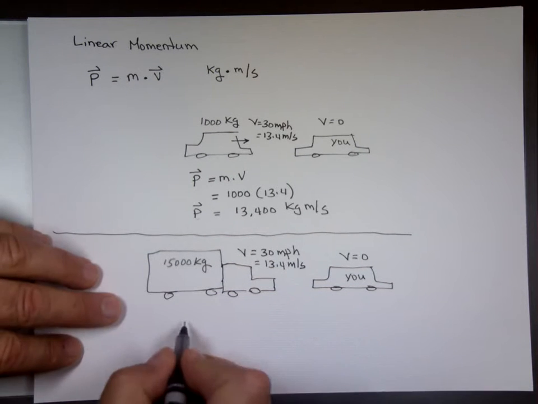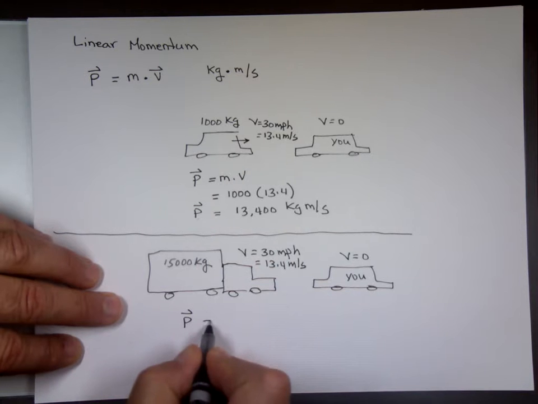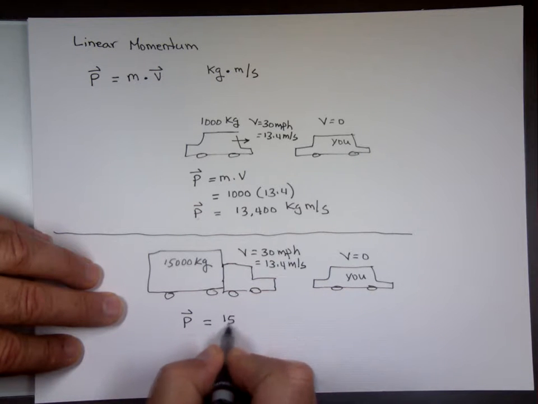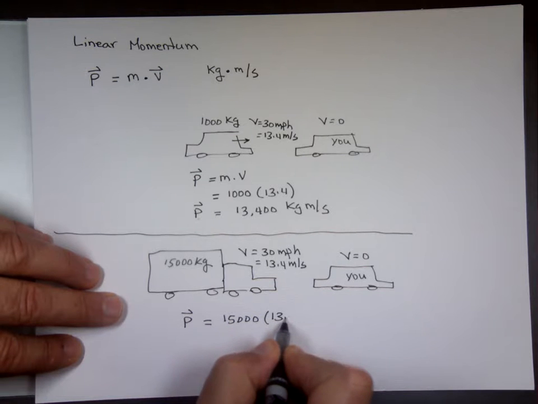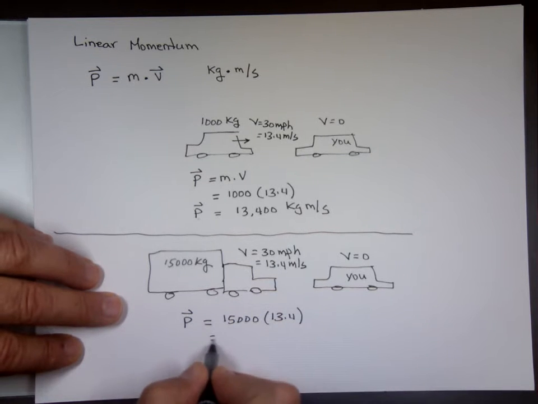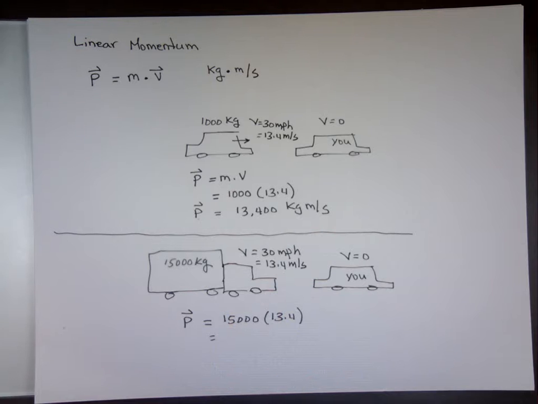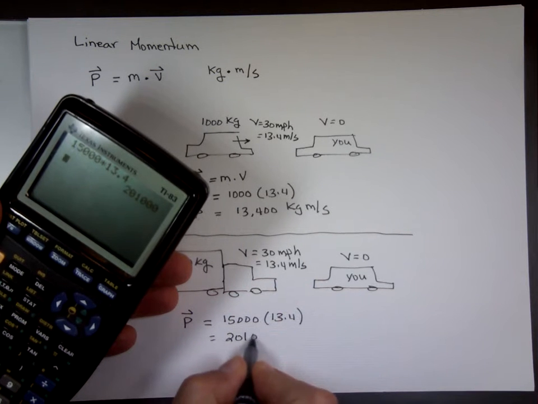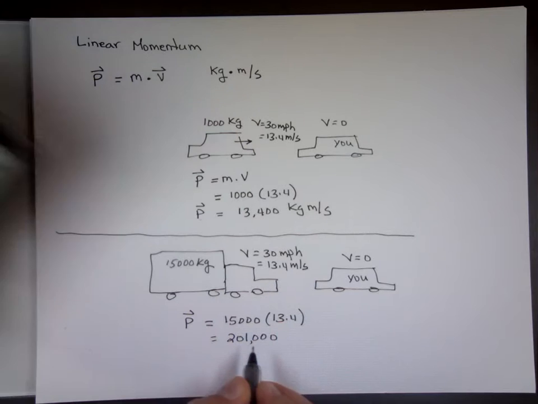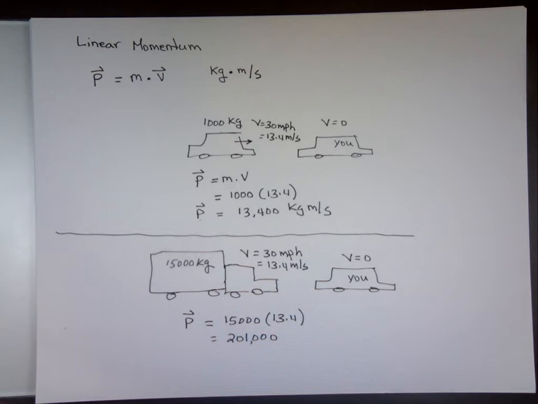What will the linear momentum be for that truck? 15,000 times 13.4. Which is what? 201,000. Look at the difference. 201,000.